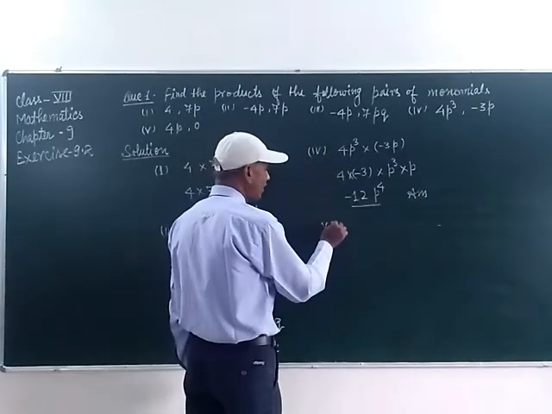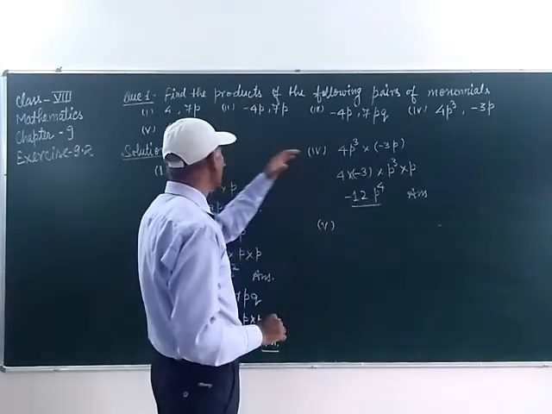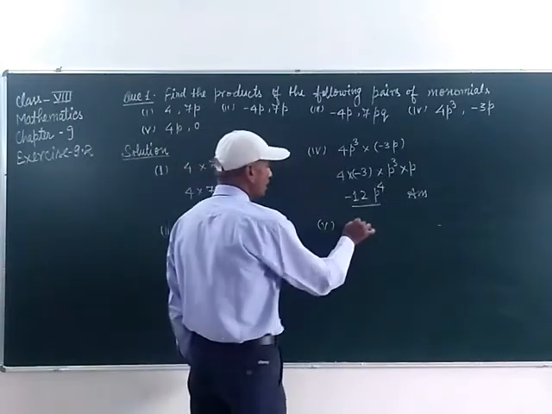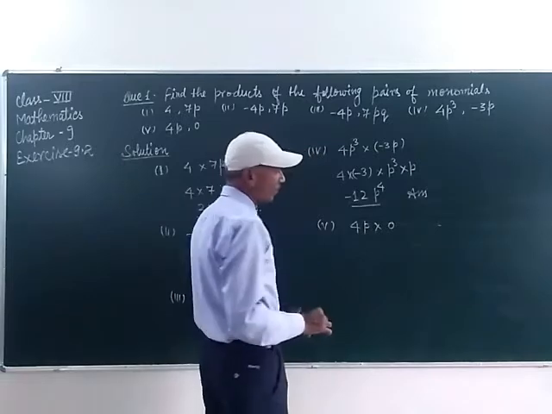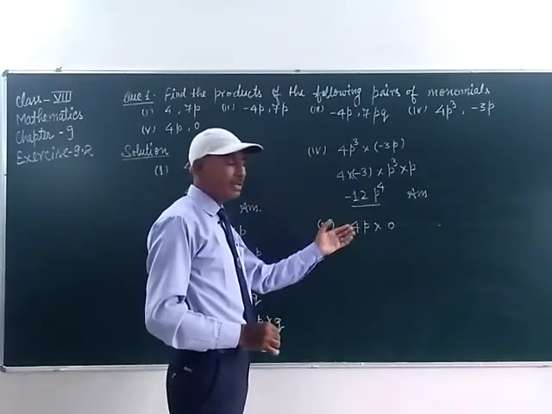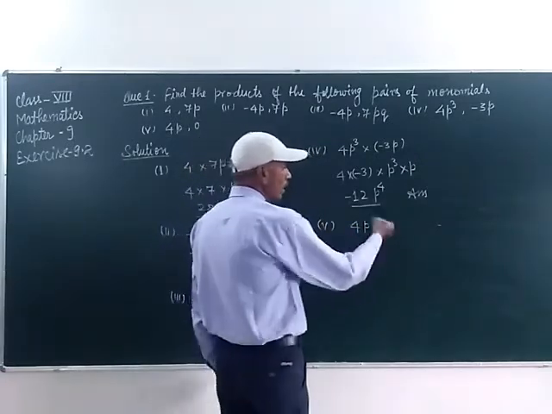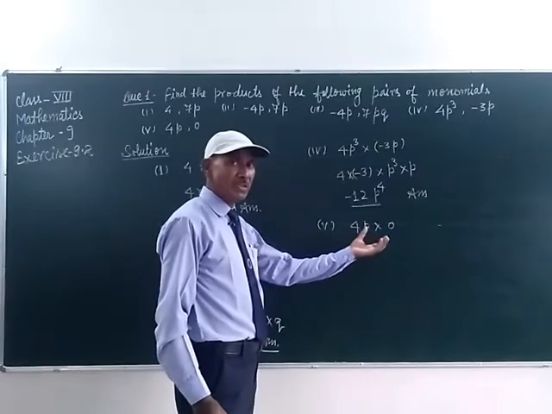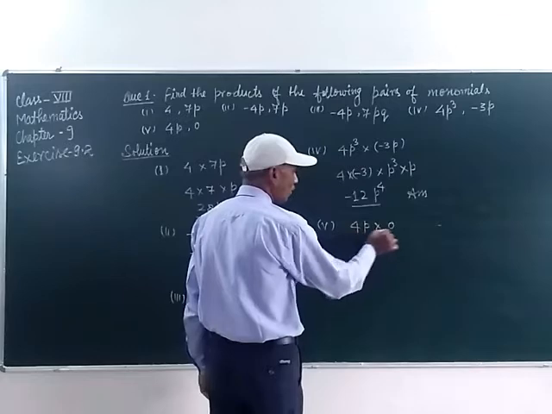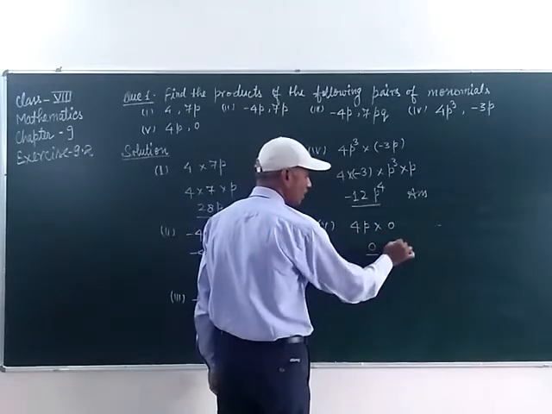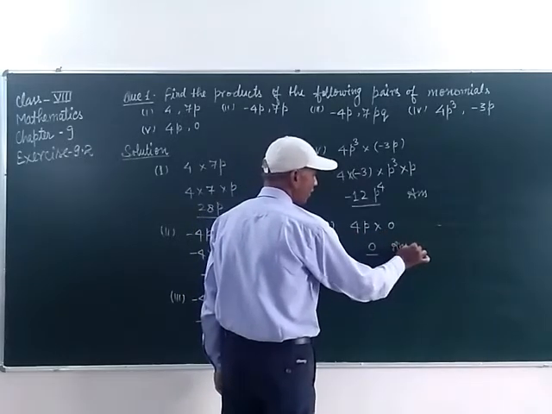And the fifth part of this question is 4p multiplied by 0. We have to find out the product of these two monomials. So if we multiply any number with 0, then it will be 0. So 4p into 0 will be 0. This one is the answer.